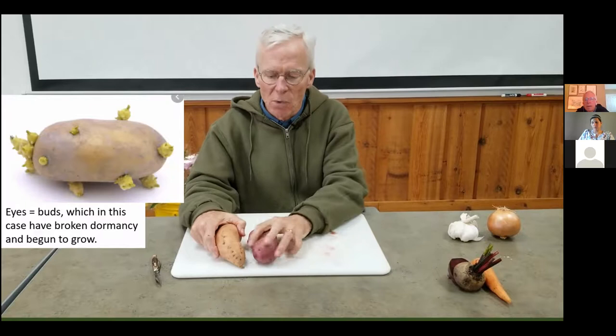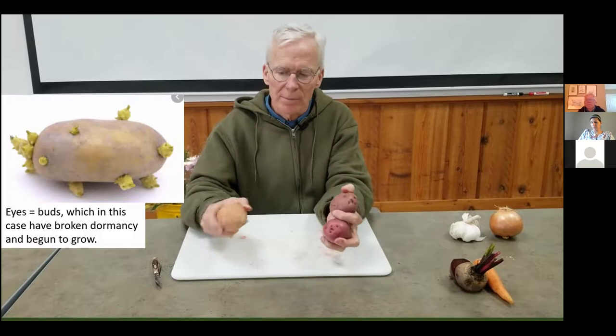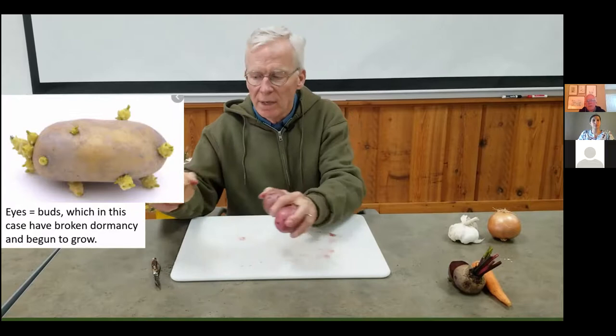One is an underground stem that has buds, which we call eyes on the potato, that we use to propagate the potato. And the sweet potato is just a swollen storage organ on the root. Let's look at two taproots.